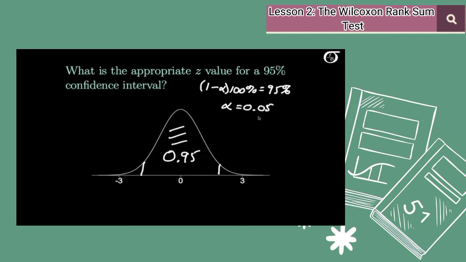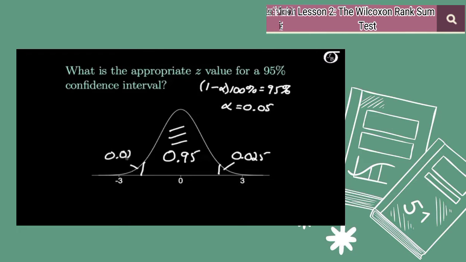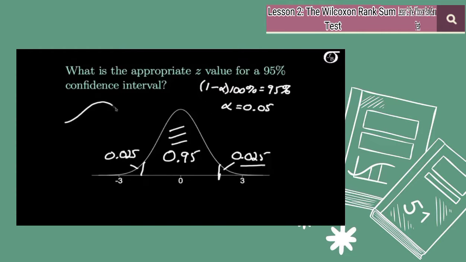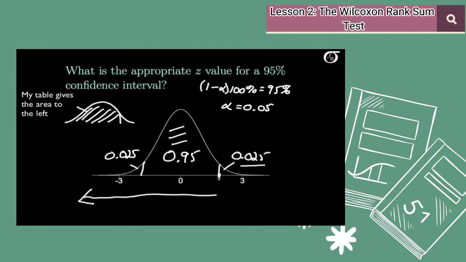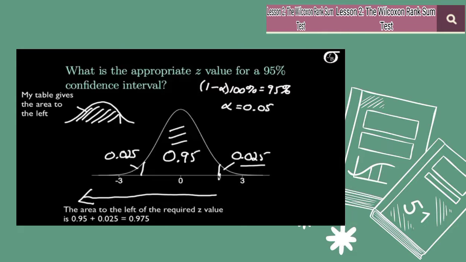0.05, and we split that evenly into the two tails, putting an area of 0.025 in the right tail and an area of 0.025 in the left tail. Now we need to find this value that has an area to the right of 0.025 under the standard normal curve. And we have to remember that the standard normal table that I use gives the area to the left. So when we go to the table, we're going to have to recognize that we need to look up the area to the left. And the area to the left of the value we need is 0.975.